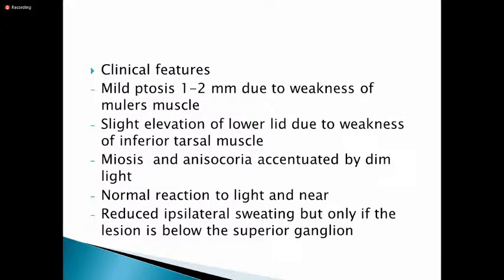noticed. Miosis, because the sympathetic nervous system is the one which is responsible for causing the dilatation of the pupil. And in that case, if there is Horner syndrome, the pupil will be miotic. And there is anisocoria, and anisocoria is the different sizes of pupil between the two eyes.